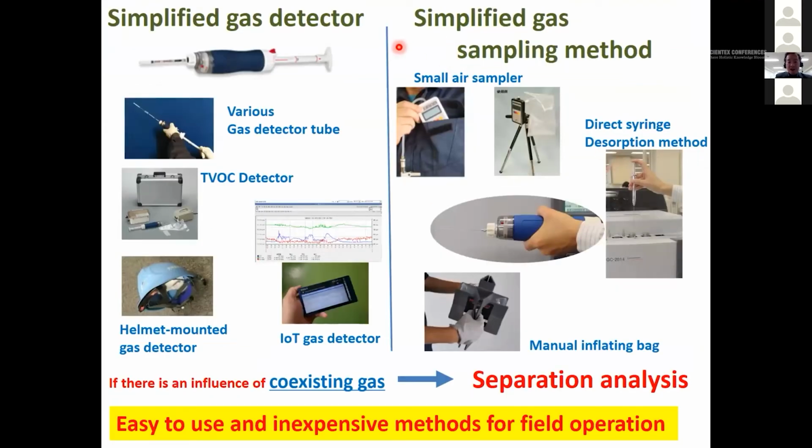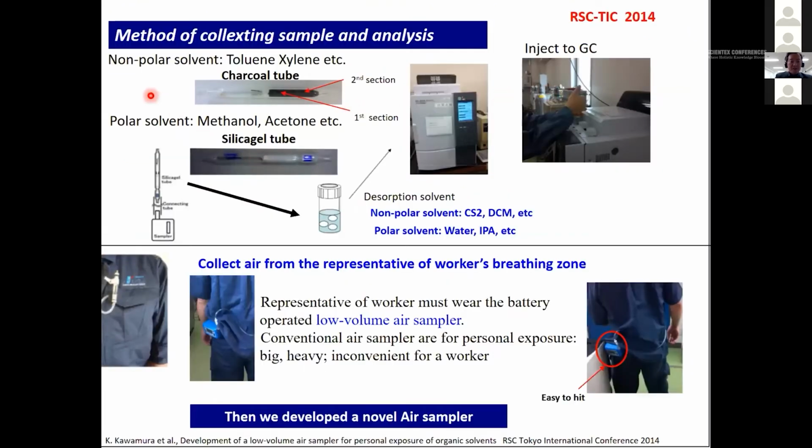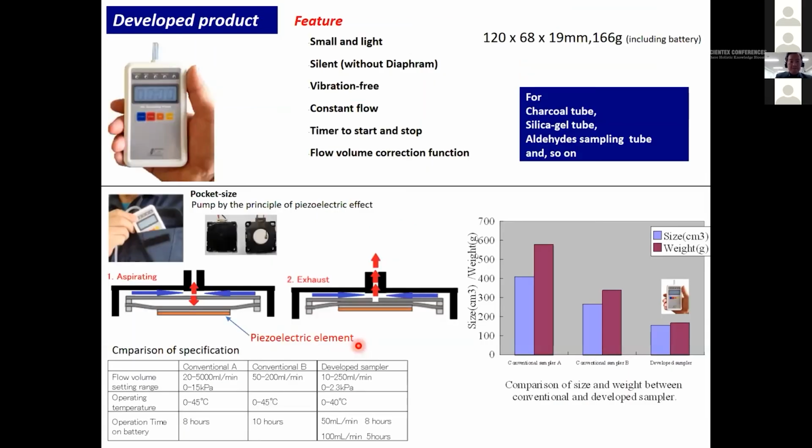Okay, next is the simplified gas sampling method. This is the conventional method, where we collect the VOC with a solvent tube, charcoal tube, and silicon tube, and pumps. However, the conventional pump is big, heavy, noisy, and vibrates. It's not good for workers. So we developed a new air sampler, small, light, silent, without a diaphragm, and vibration free. We chose the novel principle of piezoelectric effects. This pump is very small with no vibration and no sound, so we could make very small pumps compared to conventional pumps. These are the size and weight of the pumps.